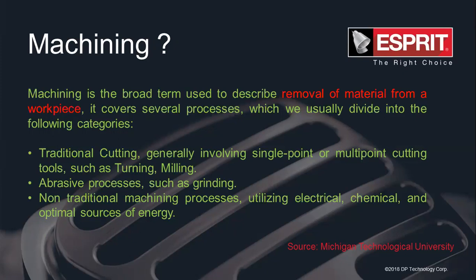And one more thing we have to know under conventional machining, that is cutting tools must always be harder than the workpiece, whereas in non-conventional machining this is not necessary. It may be softer material also.